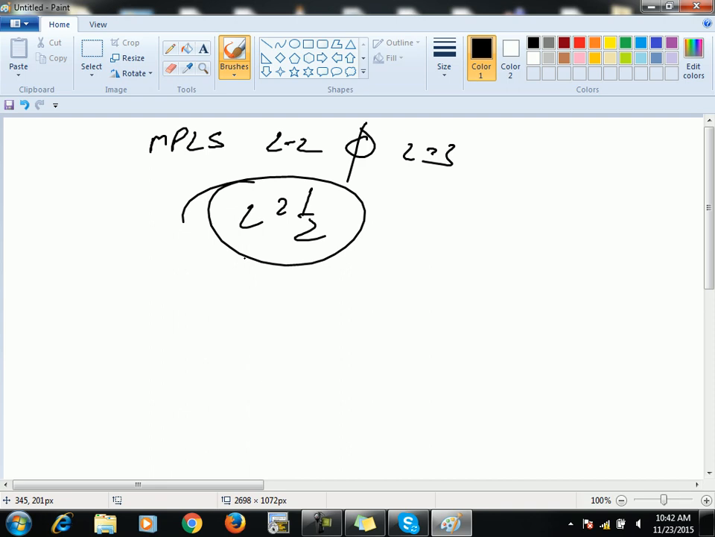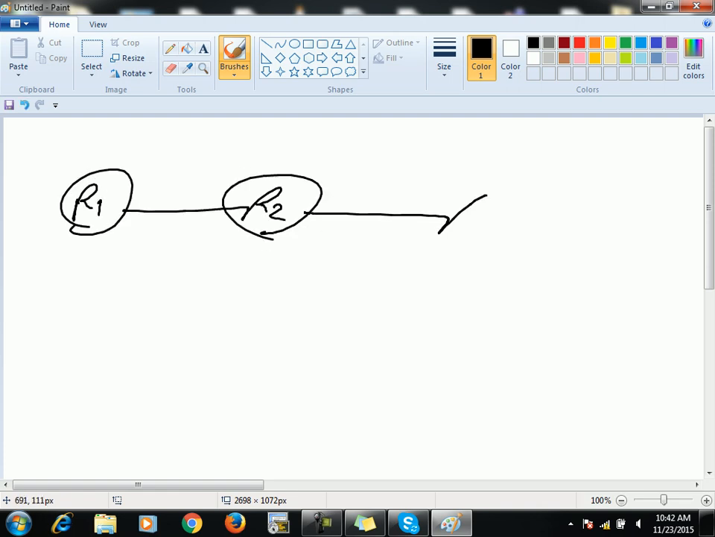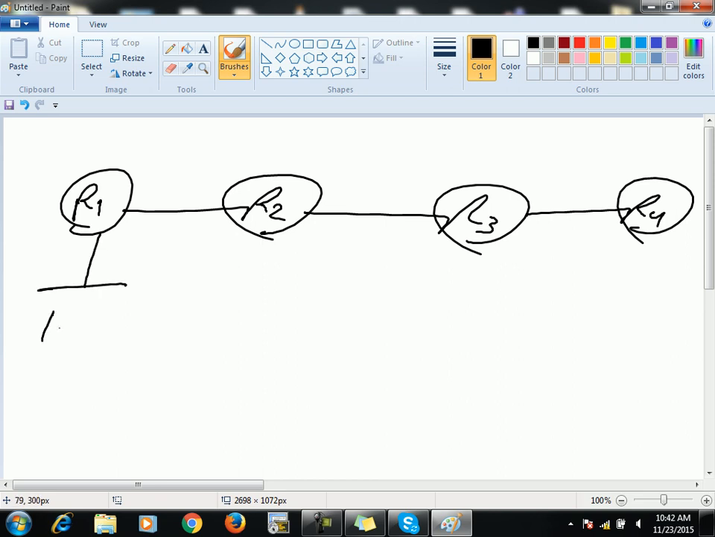How does it work? Just try to understand with this example. Let's say this is router 1, this is router 2, router 3, and router 4. This is 10.1.0/24, and this is 12.1.1.2. This is 23.1.2, and this is .3. 34.1.3, and this is .4.